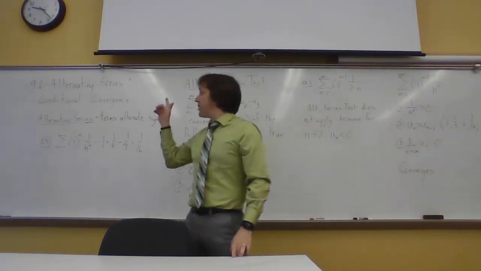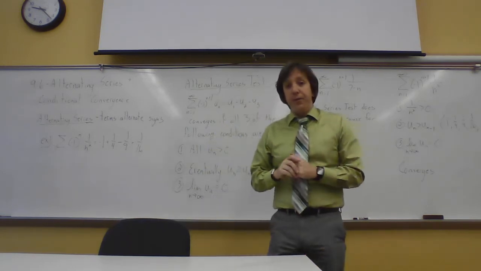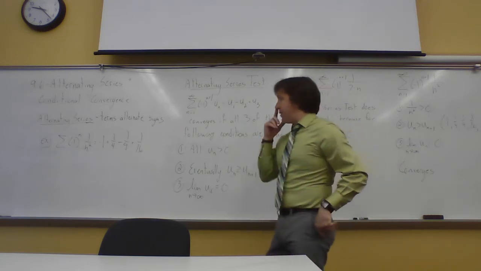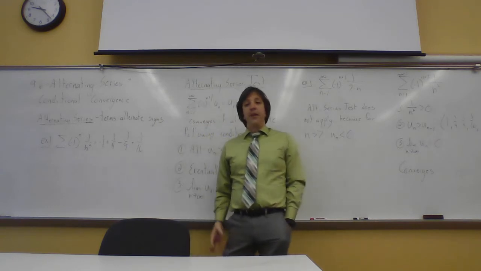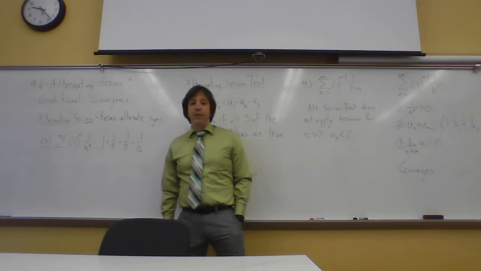Today we're looking at section 9.6, alternating series and what we're going to call conditional convergence. So let's start with alternating series. An alternating series is simply a series in which the terms alternate their signs. An example of one would be the sum of negative 1 to the n times 1 over n squared.